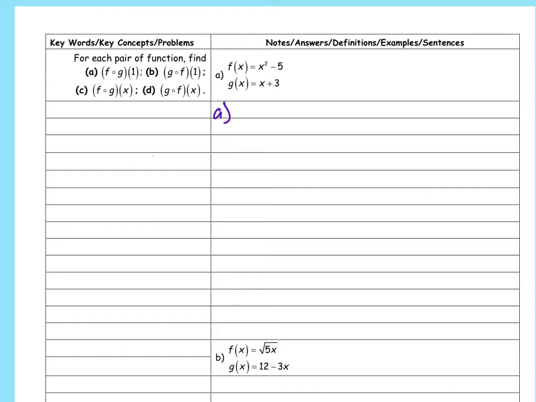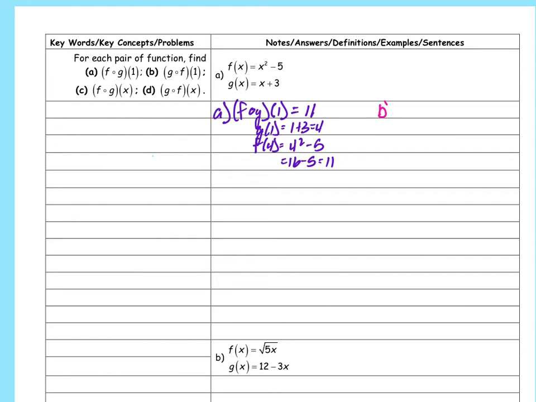So A says I need to find f of g of 1. So g of 1 is going to be 1 plus 3, or 4. And then I'm going to take that 4 and put it inside of f. So that is going to be 4 squared minus 5, which is 16 minus 5, or 11. So f of g of 1 equals 11.